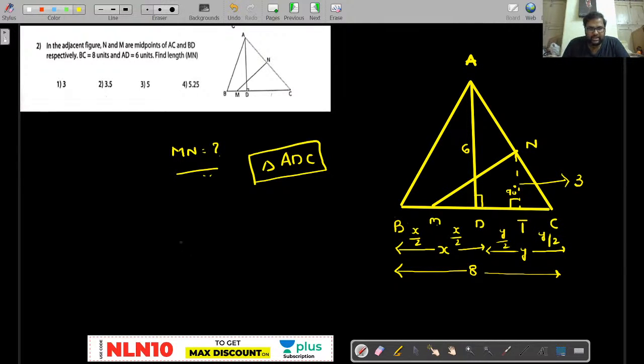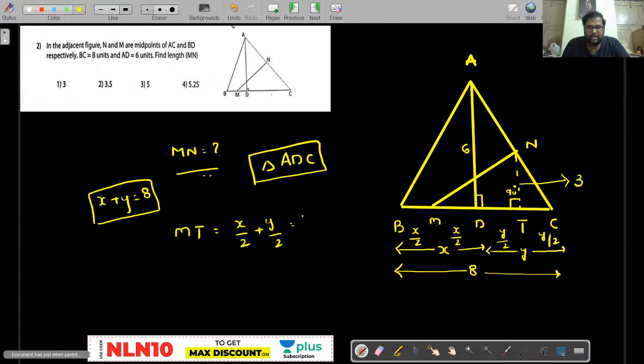Now club here. You have to know the length of MT, which is nothing but X by 2 plus Y by 2. You already know X plus Y is equal to how much? X plus Y is equal to 8. So the MT value will be how much? It will be 4. Am I right? Yes.